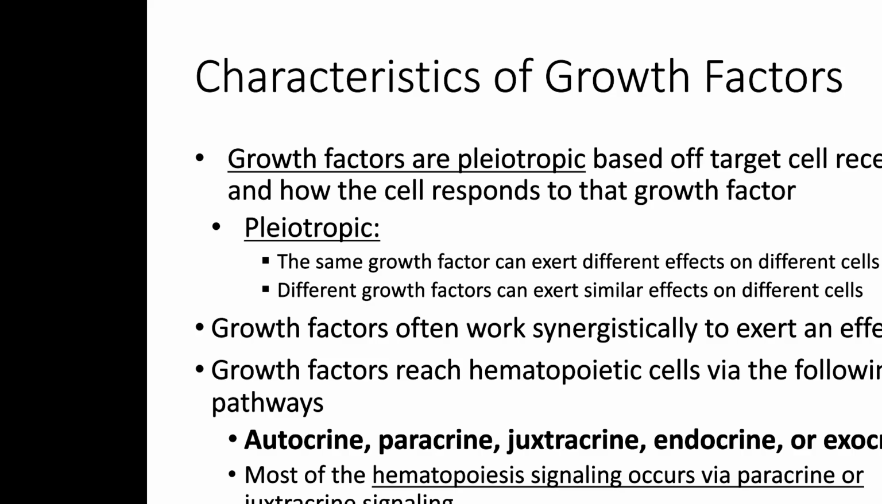Growth factors are what we call pleiotropic. Pleiotropic just basically means either the same growth factor will exert different effects on different cells, or different growth factors can exert similar effects on different cells. This allows them to work synergistically in order to cause some sort of effect. Most growth factors will reach hematopoietic cells via the following pathways: autocrine, paracrine, juxtacrine, endocrine, or exocrine. Though most of the time in your blood cells, it'll occur via paracrine or juxtacrine signaling.